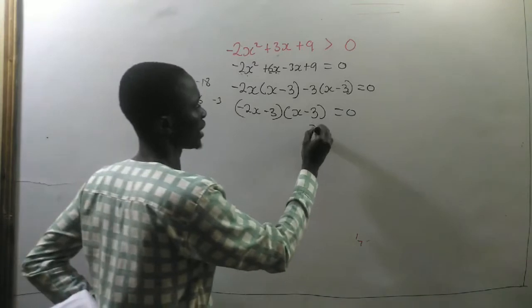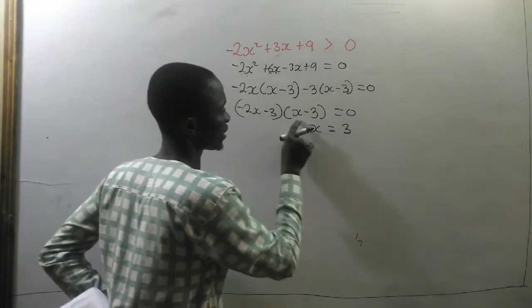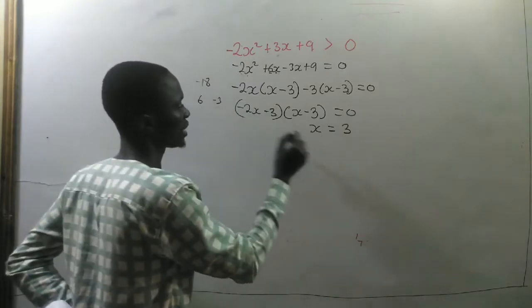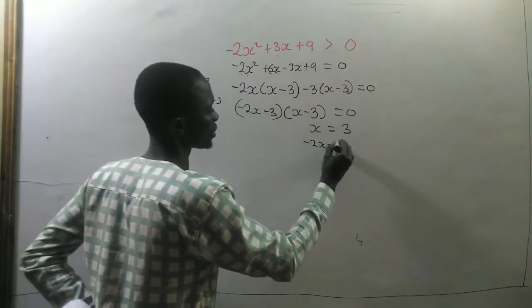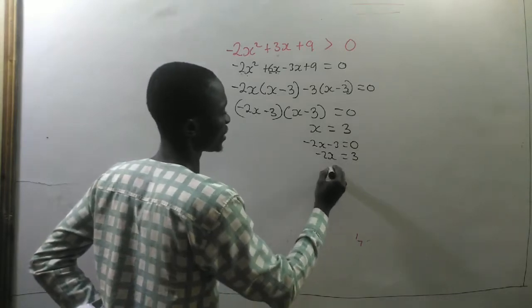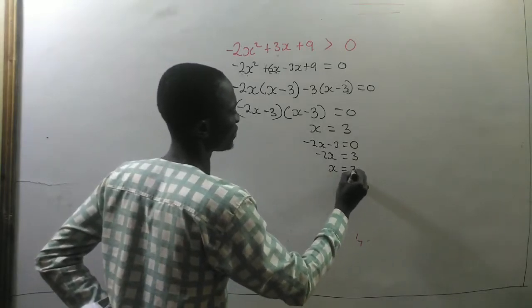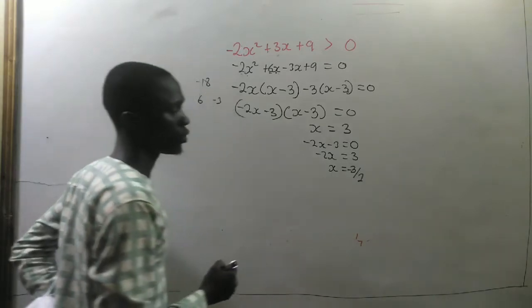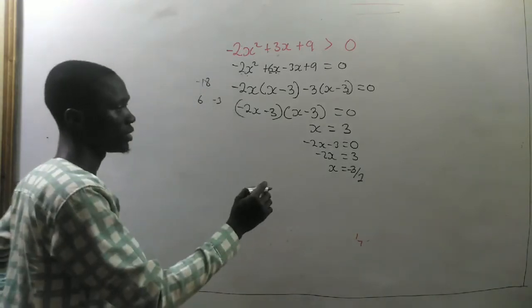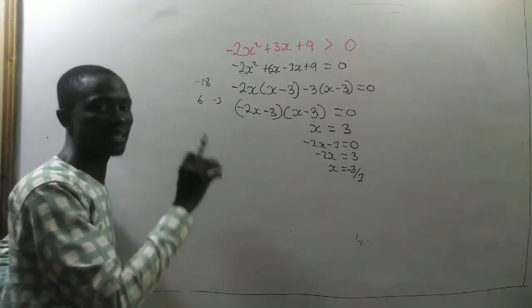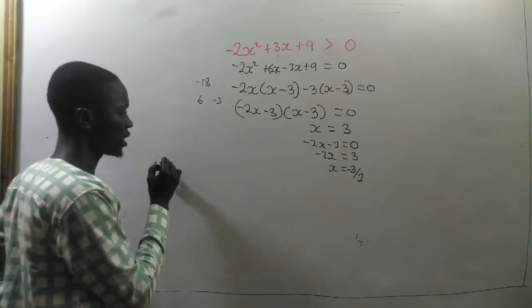So here we take x to be equal to 3. That is x minus 3 is equal to 0. One of the factors. And we take minus 2x minus 3 equal to 0, minus 2x equal to positive 3, x equal to positive 3 divided by minus 2. So it will be minus 3 on 2. Now, these are not the solutions to the inequality. They are the endpoints.